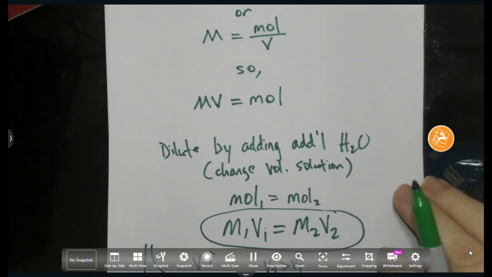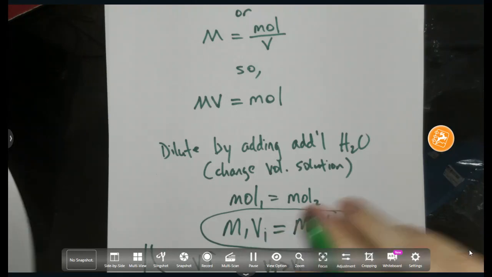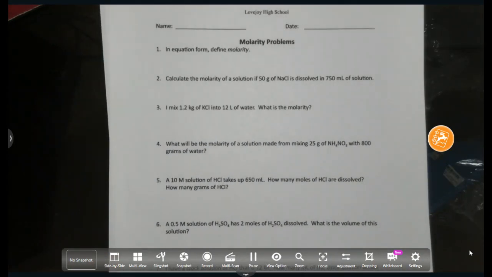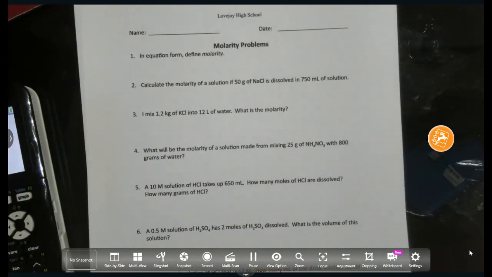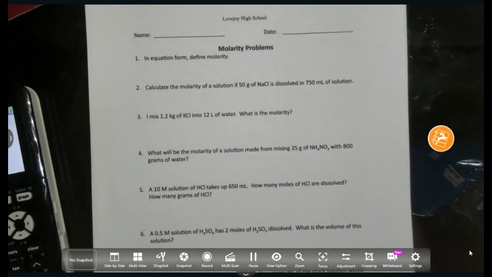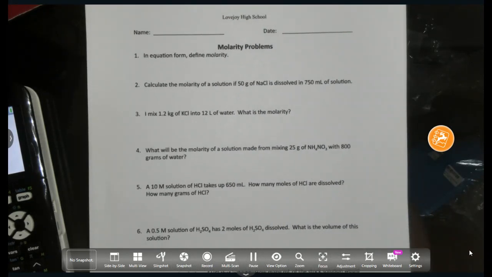Alright, let's put that aside and let's actually do some problems now with molarity. Let me get out my calculator and my pen and let's get going with this. I'm not going to work every problem on this sheet. I'm going to pick and choose and just give you a good head start on learning how to work these. We'll start with number 2.